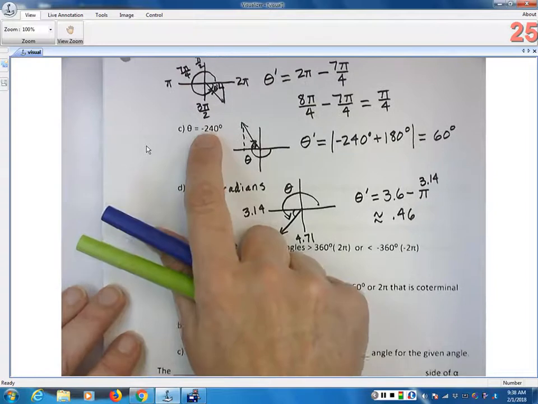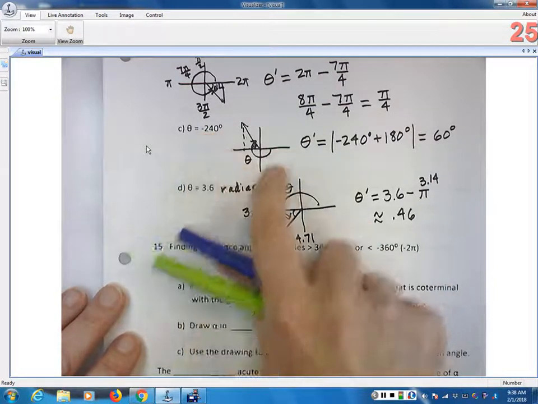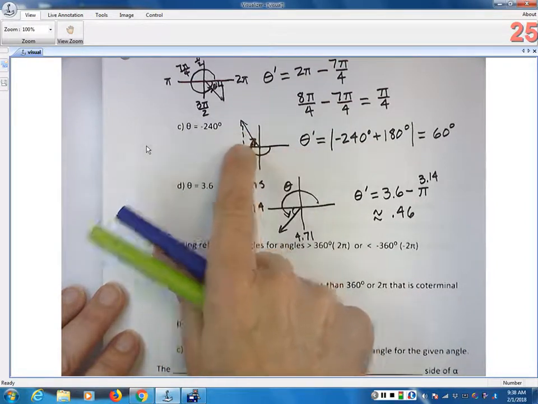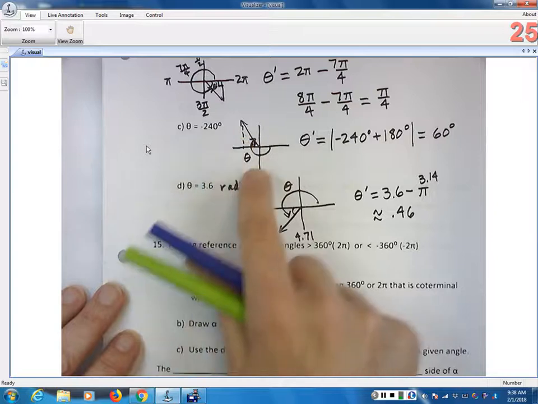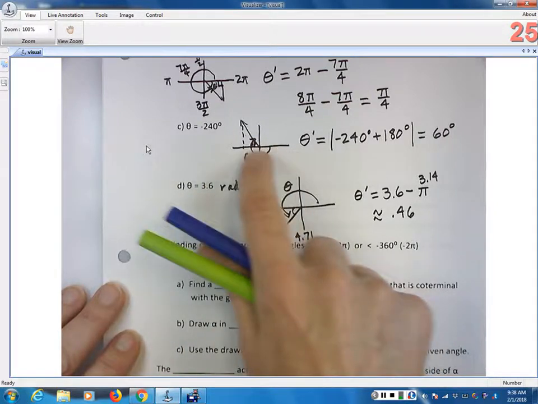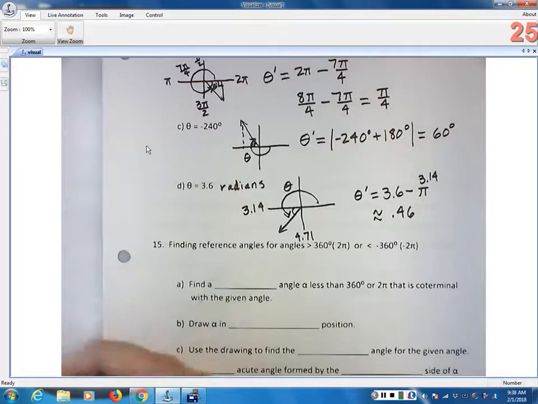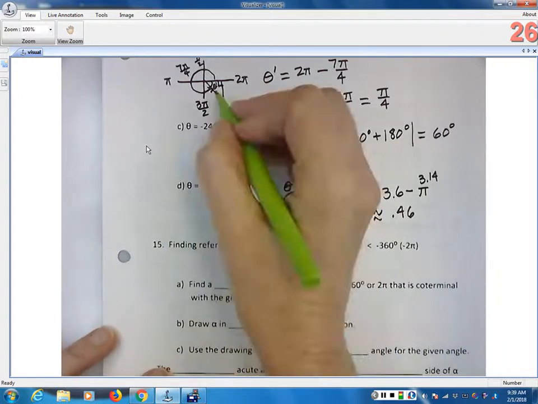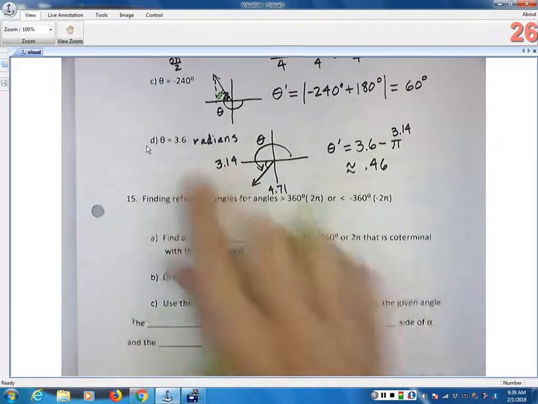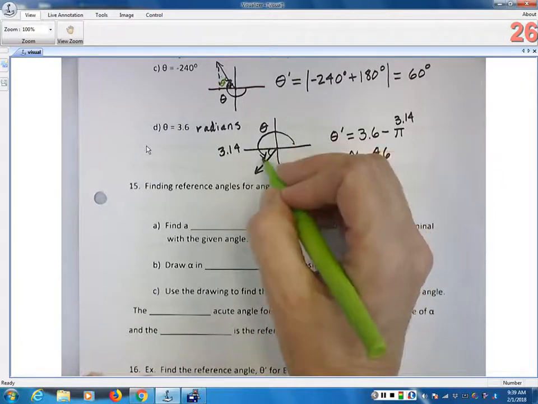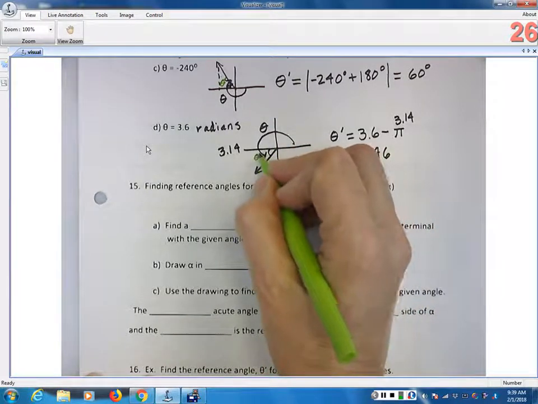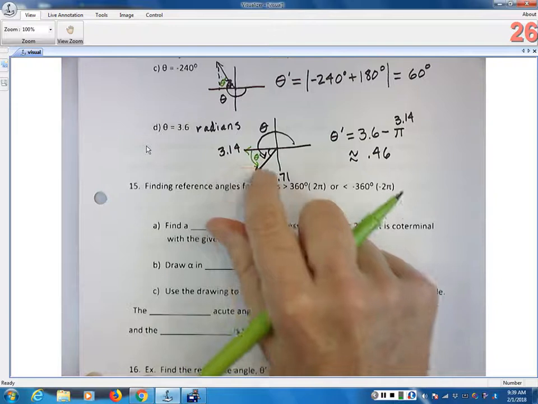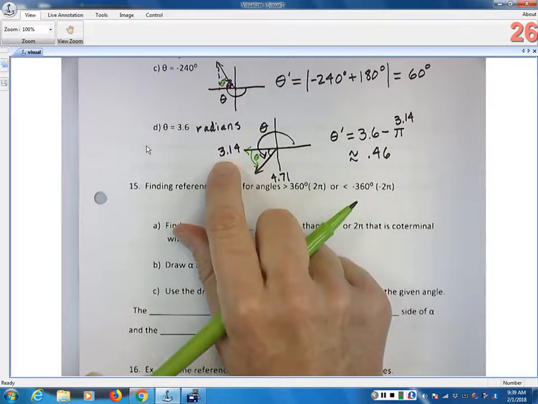And here this one was given in degrees, and it ends up being over here, but our reference angle is going to be whatever this is. So we had to figure out that this was minus 240, and if we add 180 to it, we're going to get this angle. This is our theta prime in here. In 3.6 radians, we had to figure out that theta went to here, and this is our theta prime from here to here. So we took theta minus 3.14, and that's in radians.